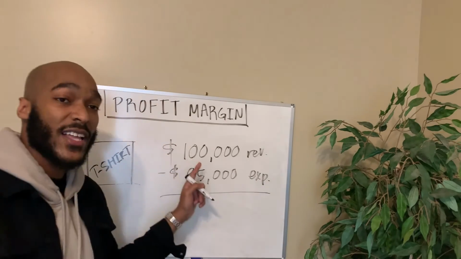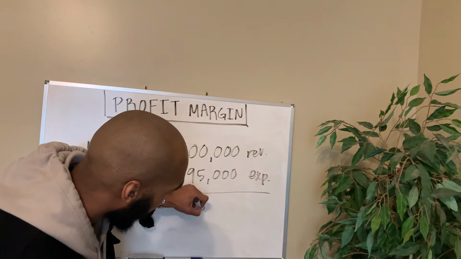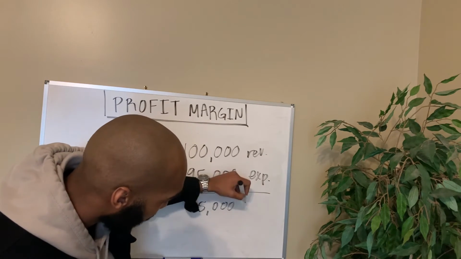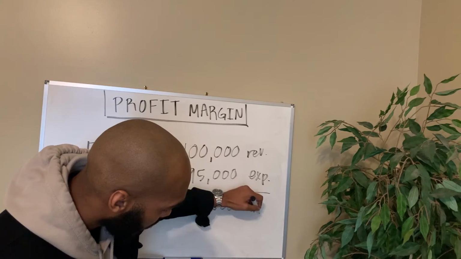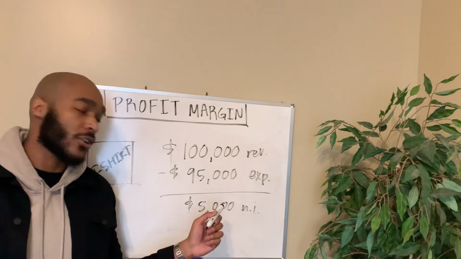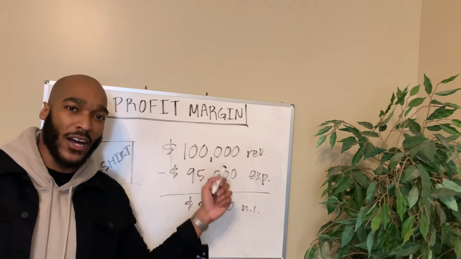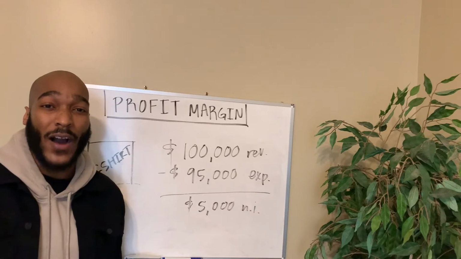So you take 100,000, subtract out 95,000 of expenses, and you get 5,000 of net income. You can pause the video and calculate this out, but 5,000 is 5% of 100,000. So they have a profit margin of 5%.